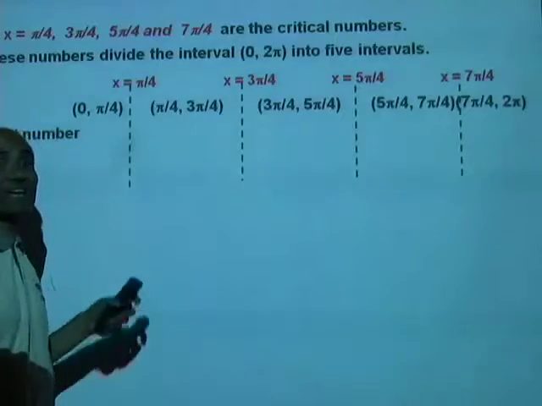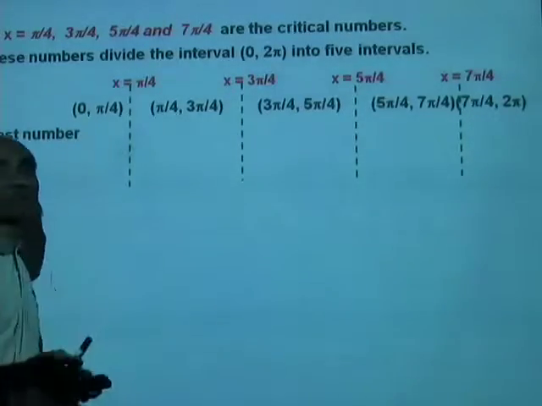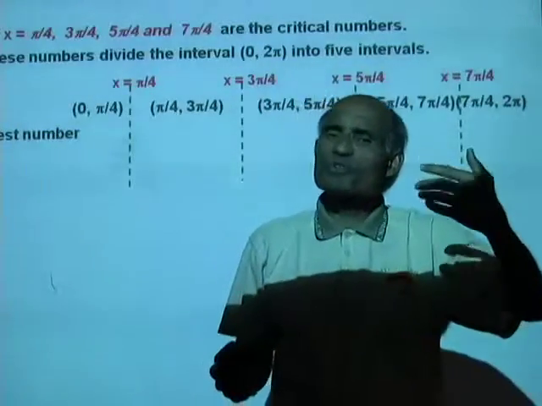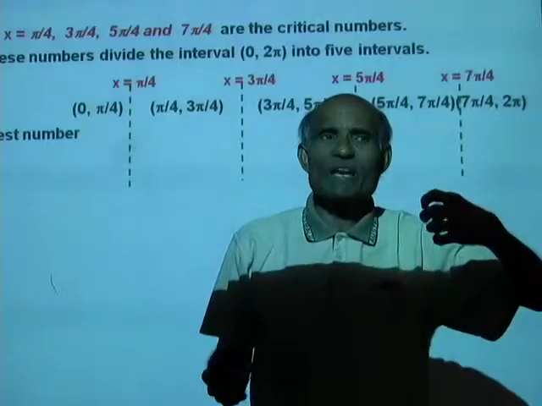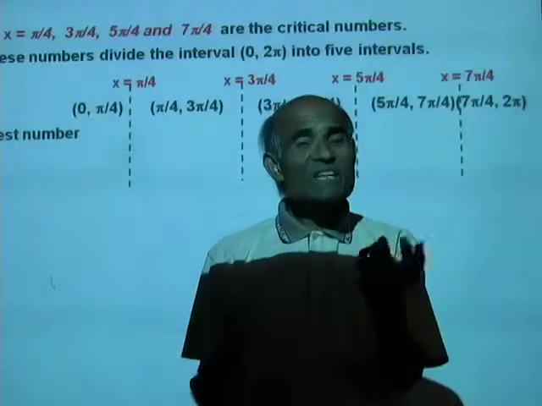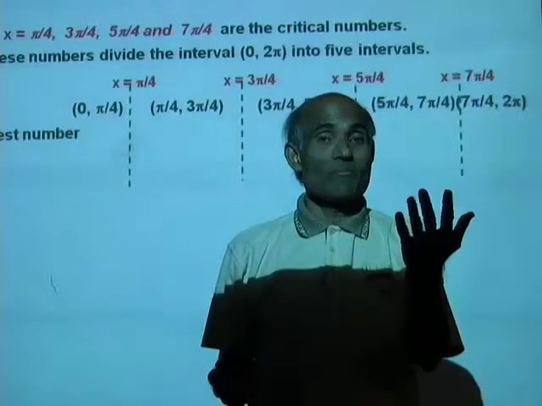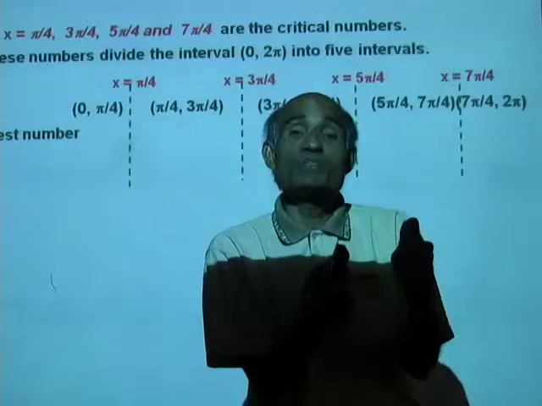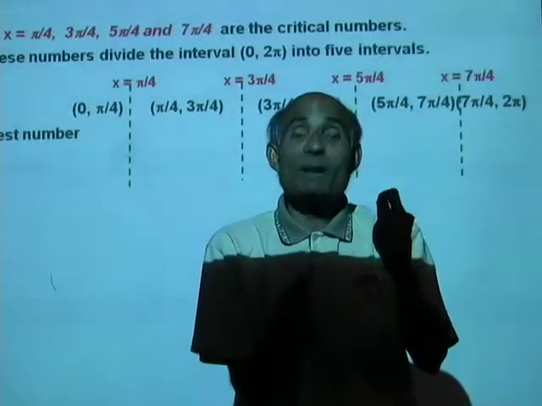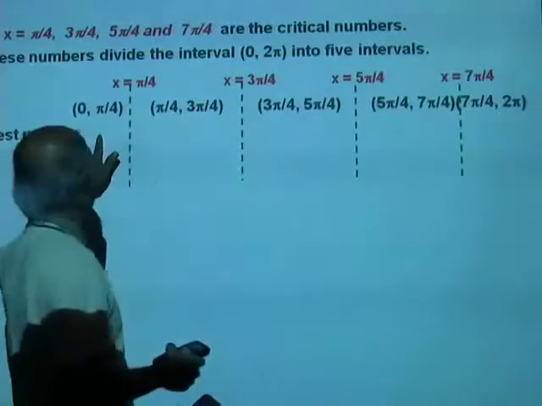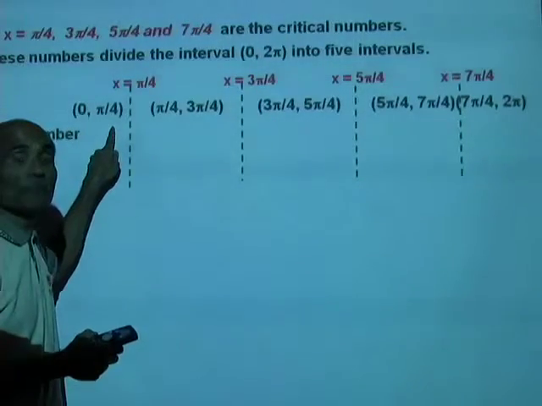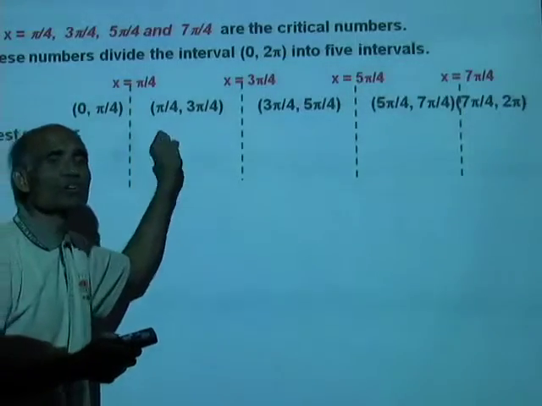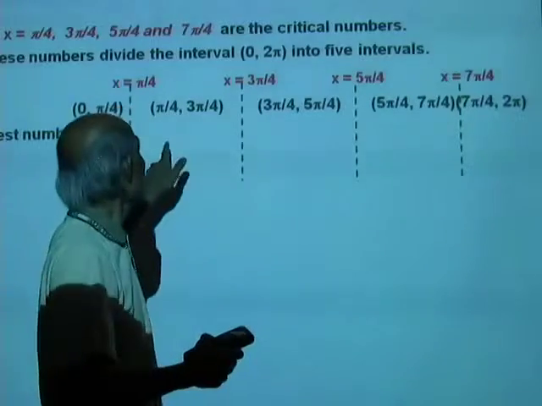Alright, give me a test number from 0 to pi by 4. Now, the clue here is, I know most of you can think in degrees better than in radians. Pi by 4 is 45 degrees. Therefore, something from 0 to 45, a convenient number, is 30 degrees. And 30 degrees is pi by 6. So, pi by 6 will be a good test number here. Okay, in that case, give me a test number here. Pi by 4 to 3 pi by 4. What will be a good test number there?